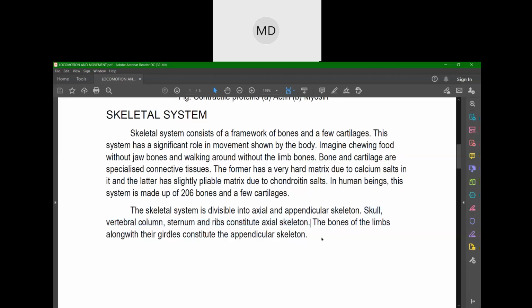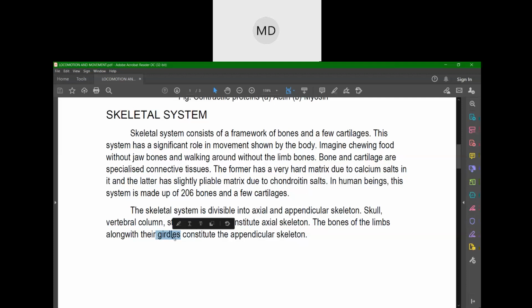And the appendicular skeleton, the bones of the limbs. Limbs means hands and legs. Okay, the bones in the hands, the bones in the legs, and the girdles. Girdles means the bones present in your hip region. One is pelvic girdle, one is pectoral girdle. I don't know if you have heard or not, but two types of girdles are there.